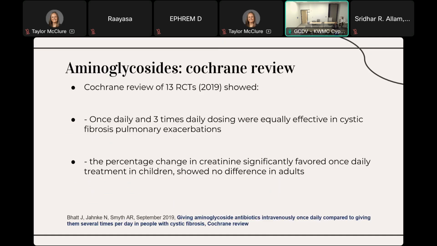There was a Cochrane review in 2019, and what that showed is once daily aminoglycoside versus three times daily dosing were equally effective in children with cystic fibrosis pulmonary exacerbations with regard to improvement, but the percentage change in creatinine significantly favored once daily dosing. In children, not so much in adults, but their adult volume was actually very low. So once daily dosing compared to three times daily dosing had the same efficacy and lower nephrotoxicity. And that's how once daily dosing came to be.